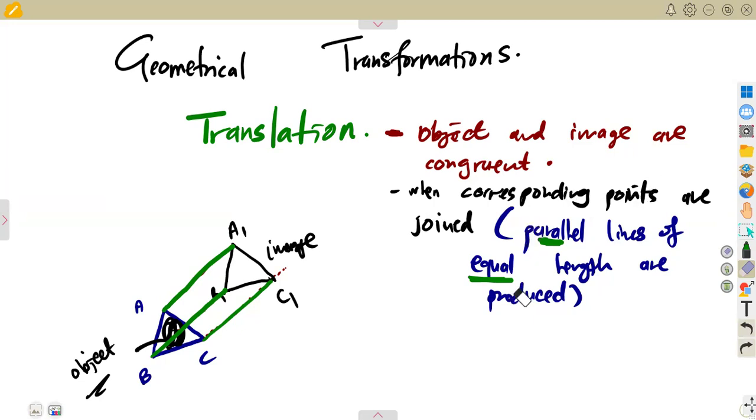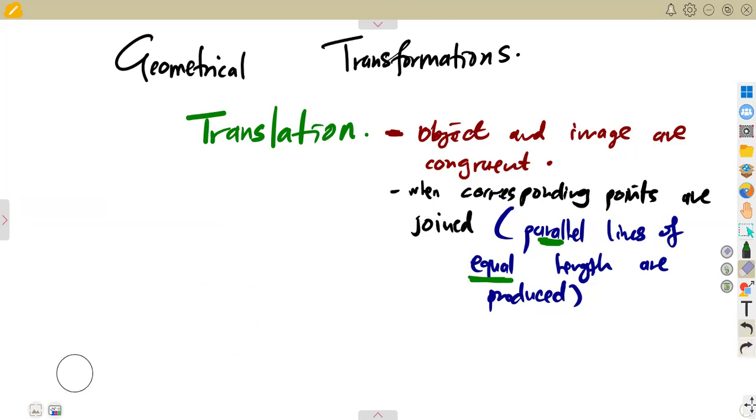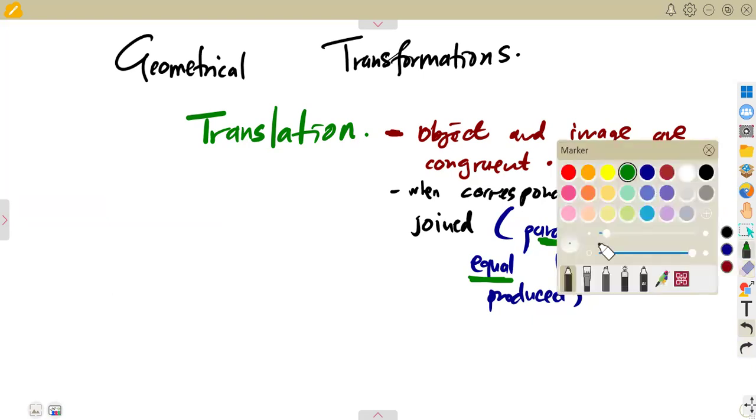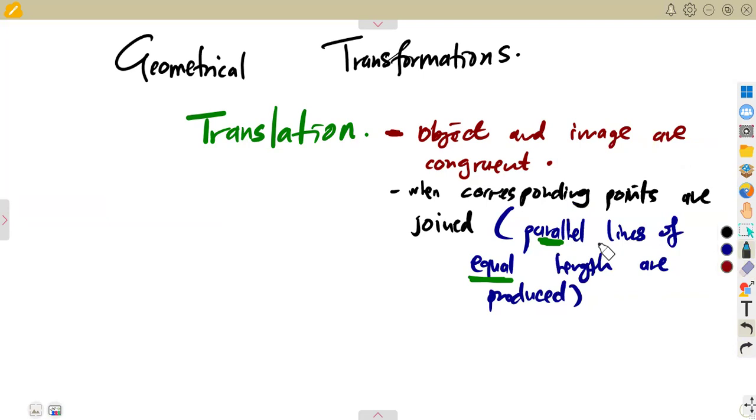Once you have seen that the object and the image are congruent, and I can see that I've joined my points and produced parallel lines of equal length, you now need to describe that transformation, which is our translation. They will ask you to describe this part. When you are asked to describe the transformation, you must know the transformation before you start to describe.